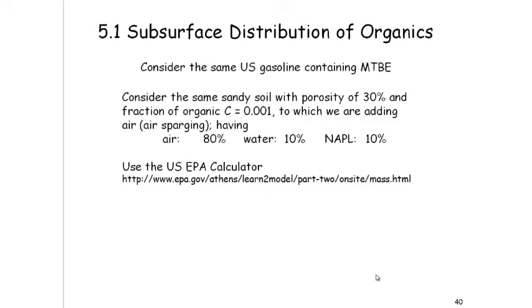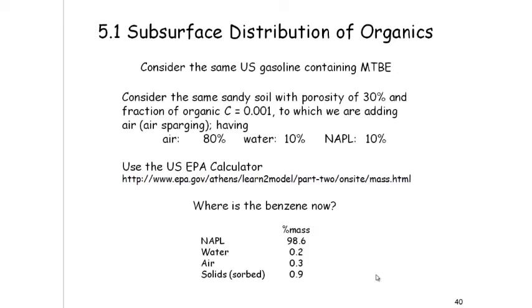So let's look at a remedial technology. So let's take that same gasoline, that same soil, and let's add air by air sparging. So one of the things we do in sparging is increase the proportion of air in the pore space at the loss of water. So what we have now is pore space with 80% air, 10% water, 10% NAPL. Let's see how the calculator tells us the phases are distributed. Where's the benzene now? Well, just like the last case, virtually all of it is still in the NAPL. Very little of it is in the air phase.